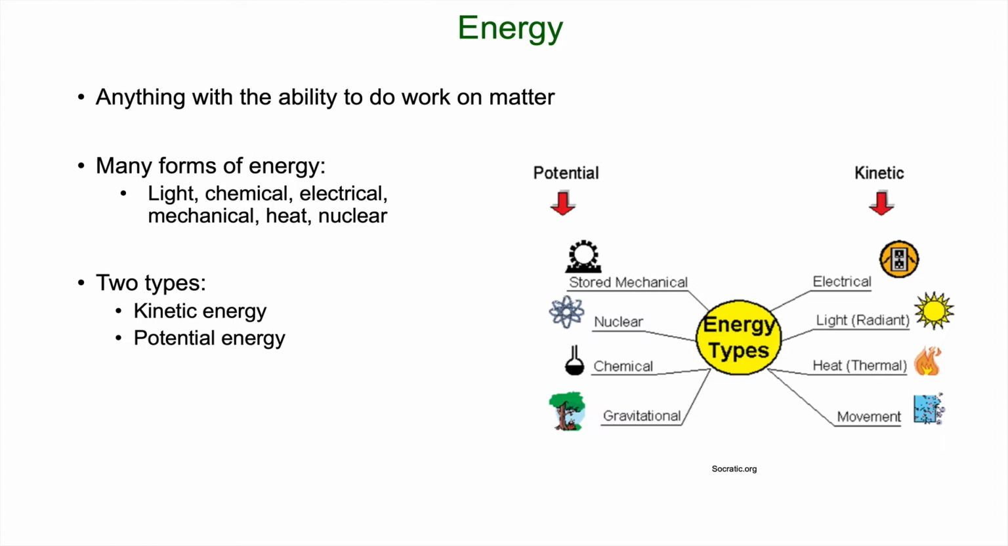Matter was anything that has mass and takes up space. So anything that can cause matter to move or to change is energy. And there are many forms of energy, and you're familiar with many of these. Light energy, chemical energy, sound energy, heat energy, electrical, nuclear, magnetic energy. There are other energies that aren't listed here. But all of these forms of energy can be broken into two general types, kinetic energy and potential energy. And oftentimes they can be both potential and kinetic.